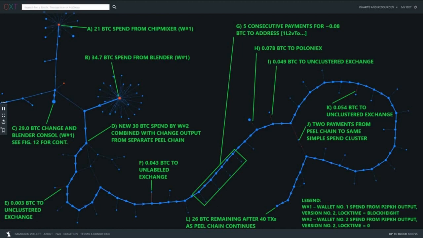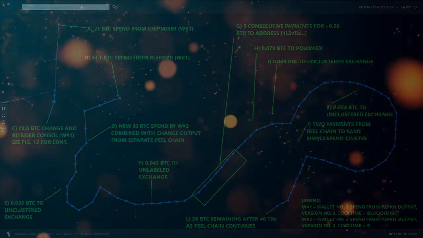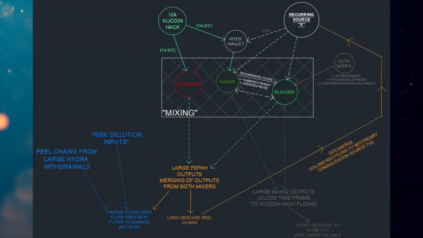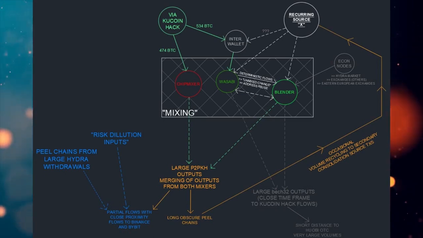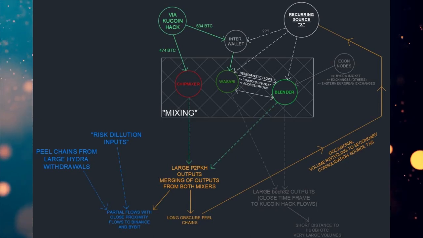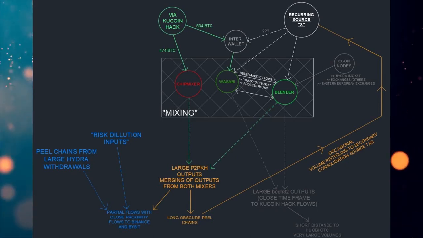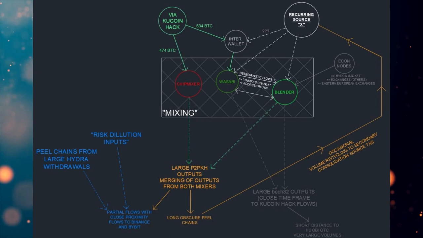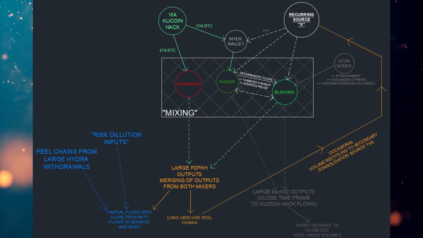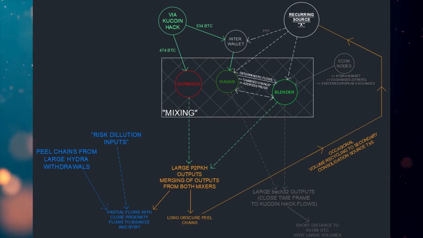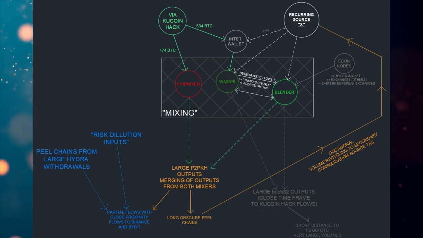So let's wrap up with a very high-level overview of what the whole process looked like. Here is an abbreviated transaction graph that reduces all of the information that we found into one. We've got the Kucoin hack, the inflows that go into the mixers. We've got the large outputs from both Blender and Chipmixer that get combined. We see the large obscure peel chain down at the bottom. And then we talk a little bit about those partial flows to Bybit and Binance.